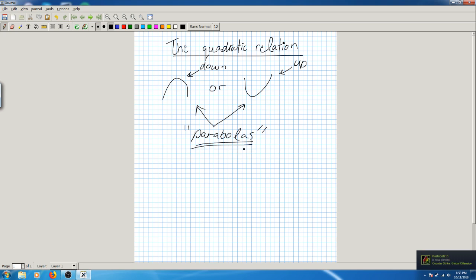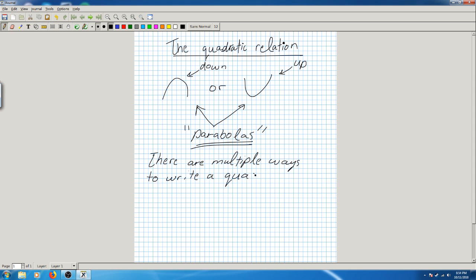So the parabolas, I have to plot these guys, and generally I'm going to ask you to plot a parabola given some quadratic equation. Now, there was a quadratic equation form or relation form that we talked about. The form is standard form. There are multiple ways to write a quadratic equation or quadratic relation. That is to say, there are multiple forms.